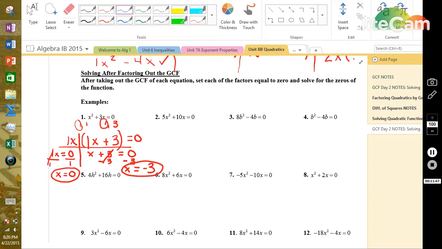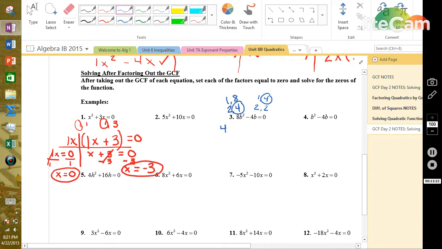Now let's try number 3, so I'm going to skip to number 3. 8 and 4 are my coefficients. My factors of 8 are 1 and 8, 2 and 4. My factors of 4 are 1 and 4, 2 and 2. The greatest common factor is 4. I could pull a 4 out of each term.